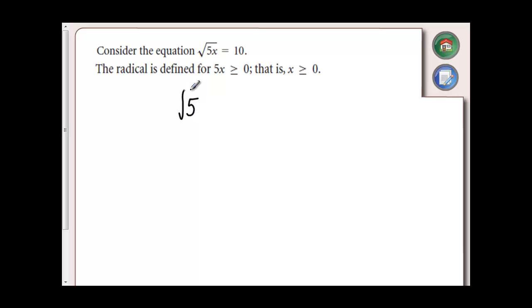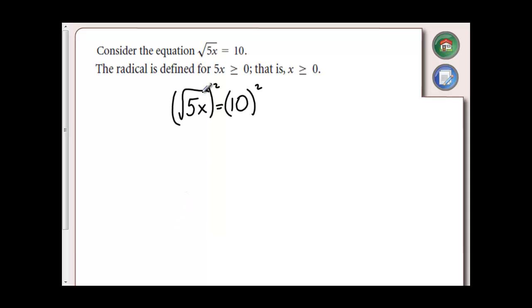So in the equation, square root of 5x equals 10, all we have on the left-hand side of our equation is our radical. In order to get rid of that radical, we want to do the opposite operation. And the opposite operation of a square root is the exponent of 2.